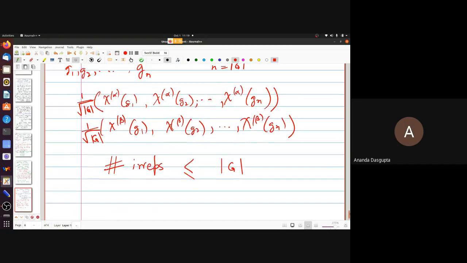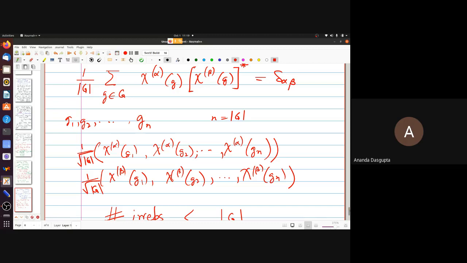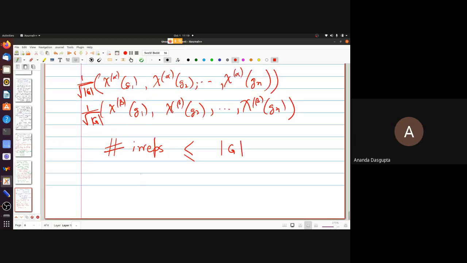Character. What that means is that instead of this sum as it stands, summing up over the entire group, every element, I could just sum it up over the classes, and I can get something like this: chi alpha of C, but then there will be one extra factor, the number of elements in the class.